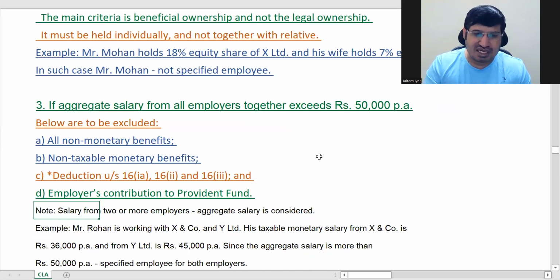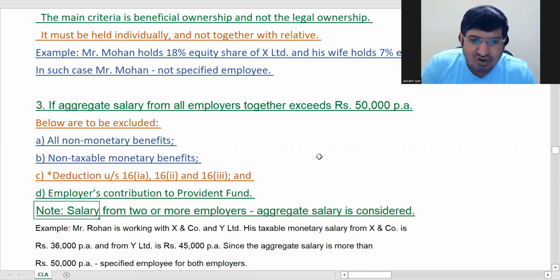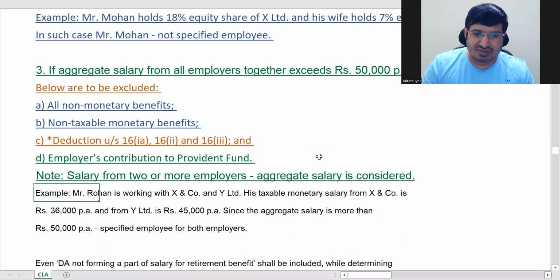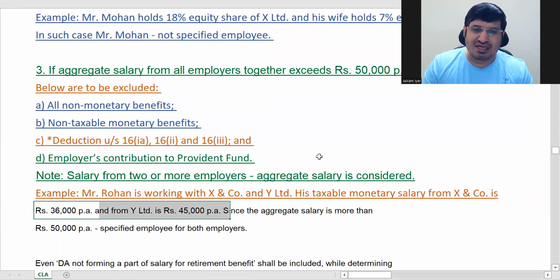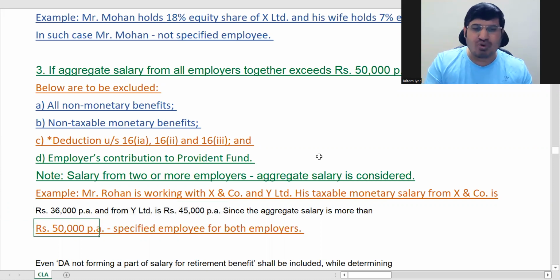So now in this case, if you can see salary from two or more employers, your aggregate salary is considered. So for example, see this example, Rohan is working with X Limited and Y Limited, two companies. His taxable monetary salary from first company is 36,000 per annum. Second is 45,000 per annum. So you will have to add it. Adding, it is more than 50,000. Individually, both are less than 50,000, but you have to look at the sum. So now he will become specified employee for both employers.